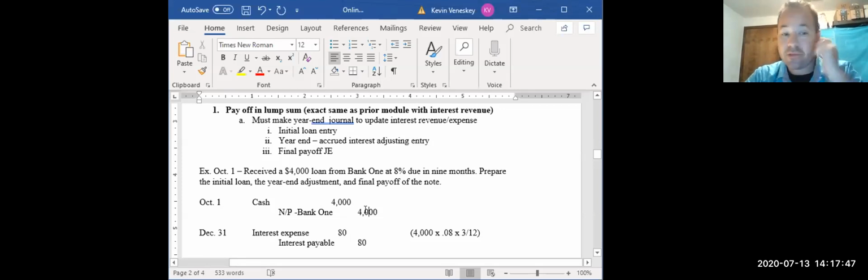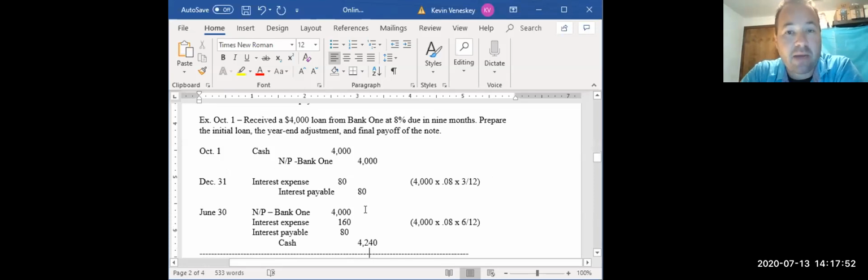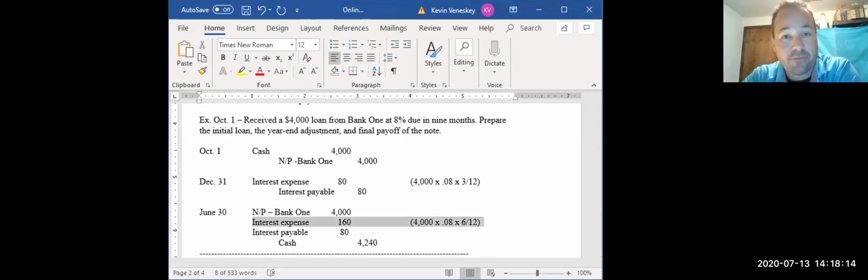Now comes June 30th, we're at the end of the 9 months, and I need to pay back my loan. So when I pay it back, I'm not only going to get rid of the note payable, I'm going to pay back the 4,000. I'm going to pay back last year's interest that I owed, the 80 bucks. And then I'm going to pay back this year's interest from January 1 up through June 30th. I don't want to do the full 9 months because the first 3 are already calculated right here. I want to do the last 6 months.